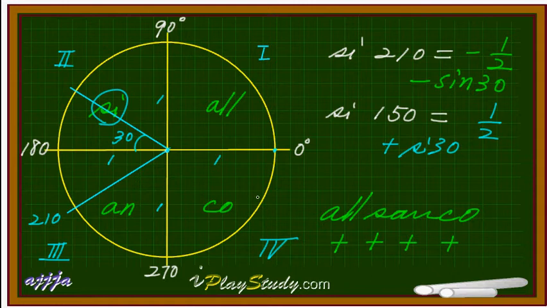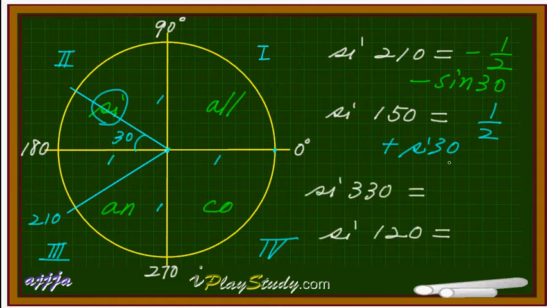Very simple. Okay, we can try a few more. We're going to try two more right here. Sine 330. So that means, okay, we can check. 330 means right here. You know that, right? This is 360. This is 330. That's 300. Okay, so right here.